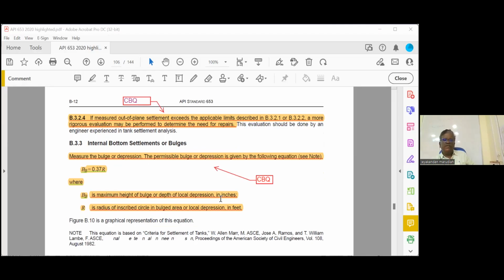So maximum depth in inches. B we have to measure, and the answer will be in inches. R is the radius in feet. Okay. We have a calculation. We will work it out later.